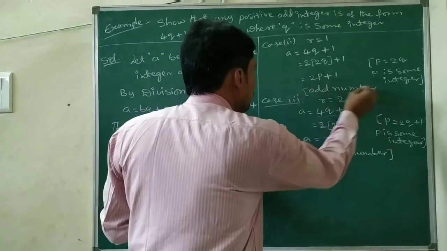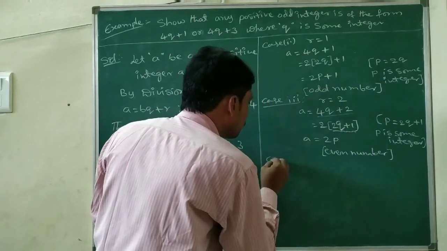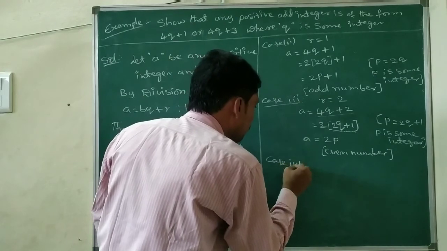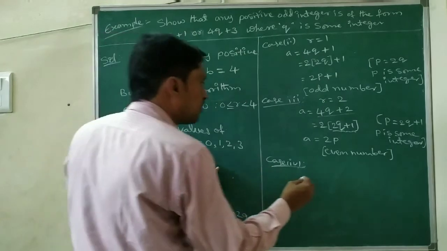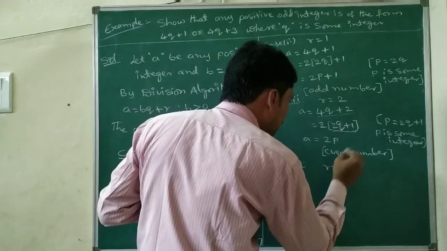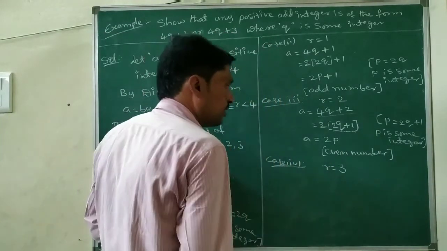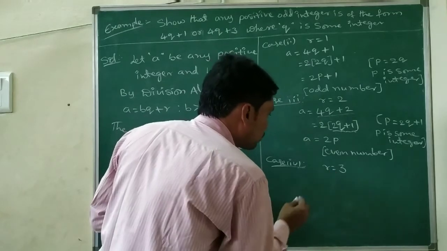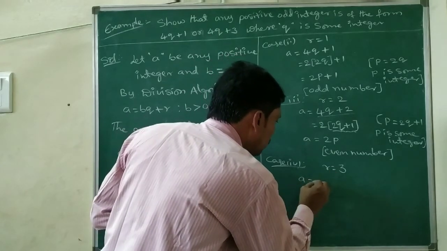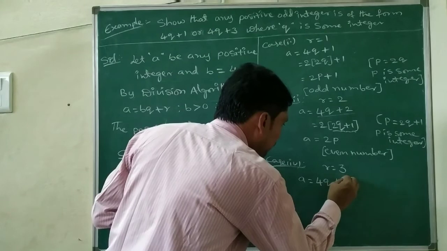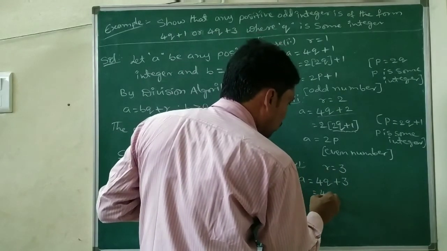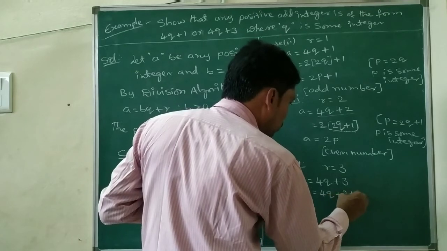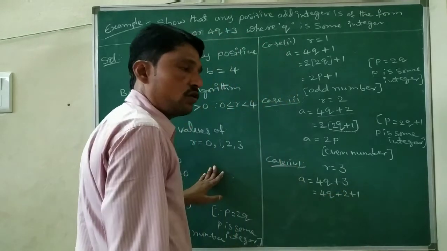Next, case number 4. What value? R value is 3. So we took r value 3, which means a equal 4q plus 3. 3, how we have to write it? 4q plus 2 plus 1 we can write. 2 plus 1 is 3 only.